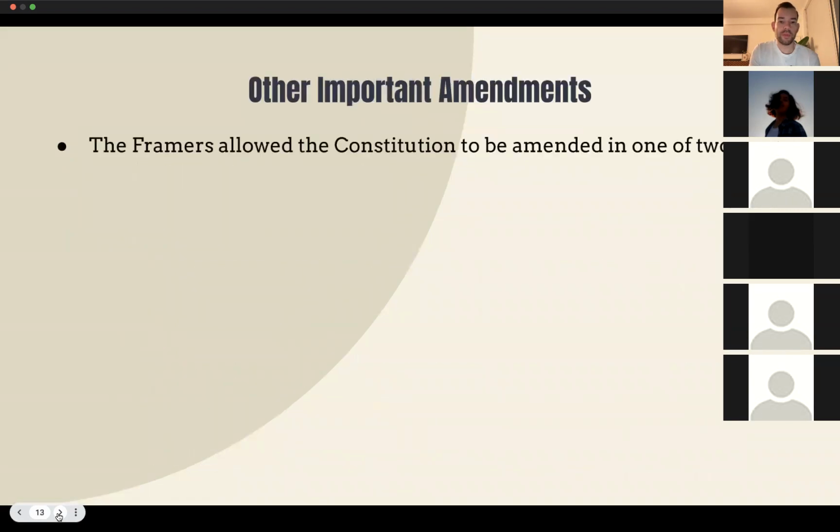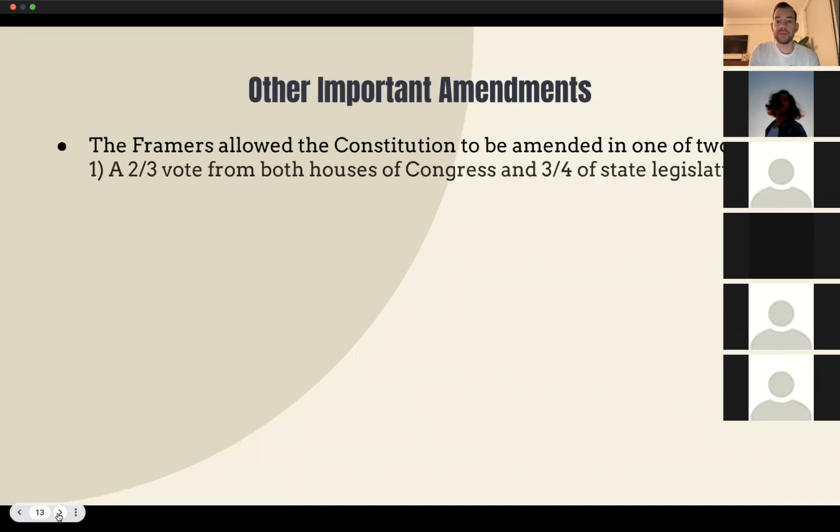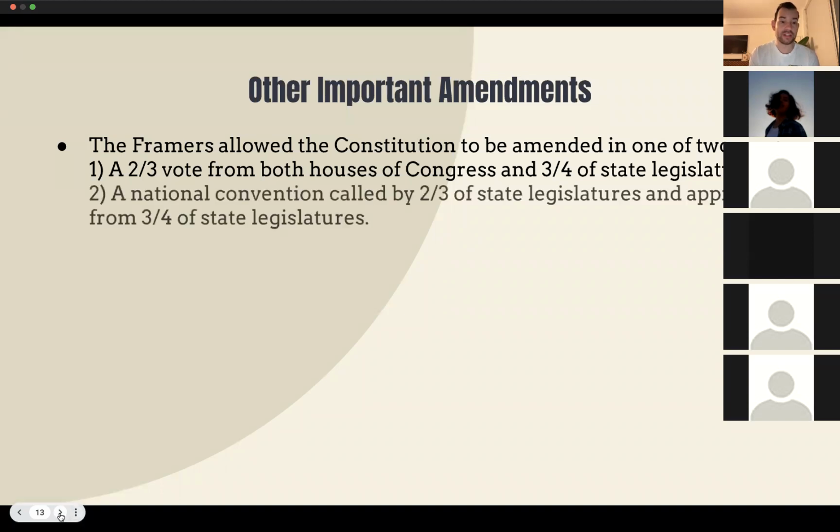Okay, other important amendments. The framers allowed the Constitution to be amended in one of two ways. You might be wondering, how do amendments get passed now? How can we do this? So first way to amend the Constitution is you need a 2/3 vote of both houses of Congress, both the Senate and the House. And then you need 3/4 of every state legislature to ratify it. So really, really hard to do that.